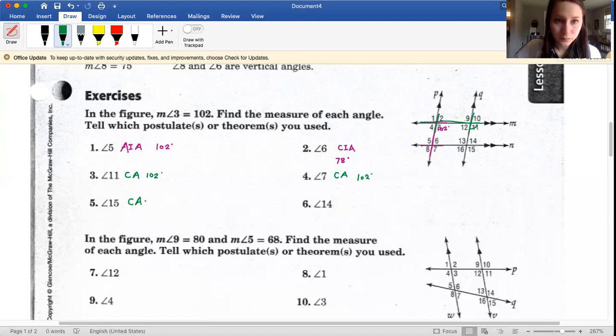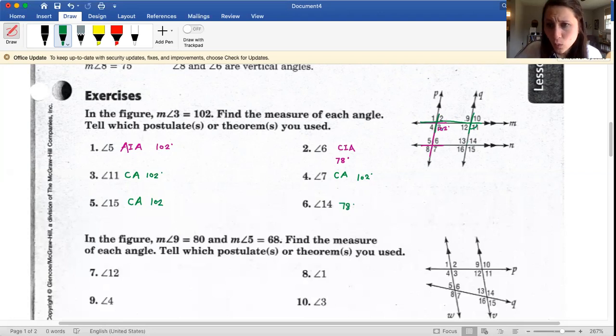Okay, number 5. Angle 15 is a corresponding angle with angle 3, and so they're both in the bottom right corner, and so that could be corresponding angles, and it's 102. Now, you didn't have one transversal with these, so you actually needed to look at two. First, you could say that it was corresponding to angle 7, and then 7 and 15 would be corresponding, and it'd be 102. So for 14, we know that 14 should be 78 degrees.